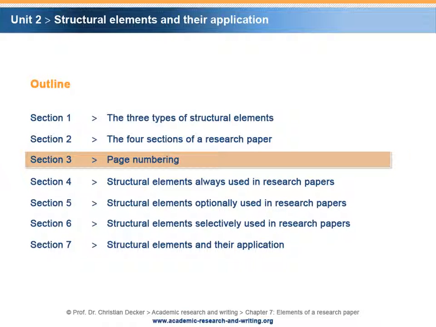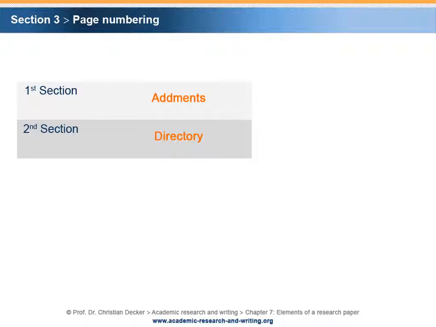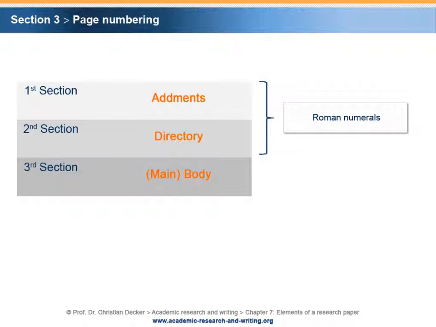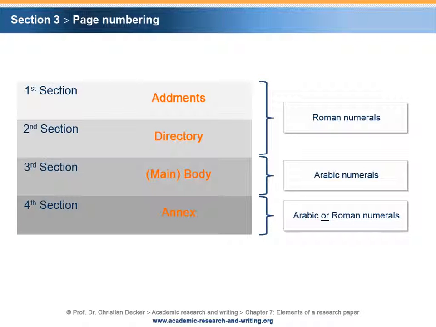Section 3. Page numbering. Traditionally, there is a page numbering system. The first section, addments, and the second section, directories, are numbered with Roman numerals. The third section, the main body, is numbered with Arabic numerals. The annex could either be numbered with Arabic numerals or Roman numerals.